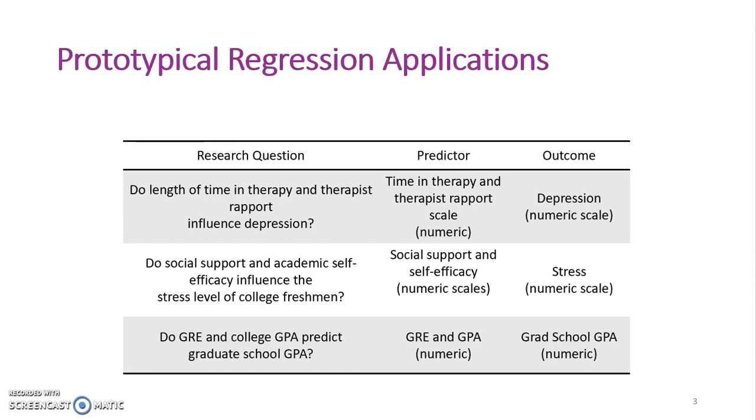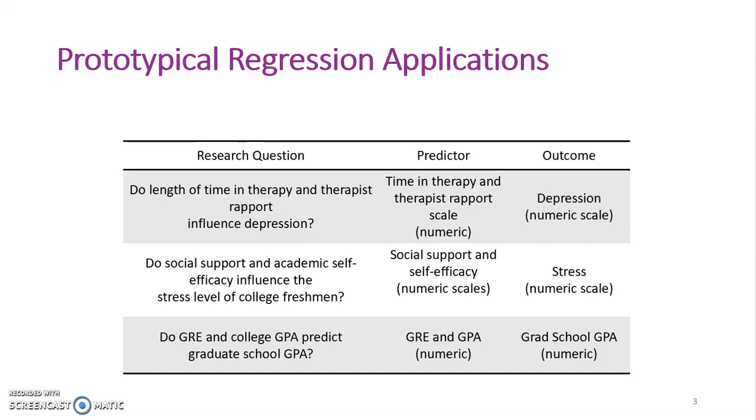So the first research question, as an example, might be, do length of time in therapy and therapist rapport influence depression? In this example, the two predictors are time in therapy and the therapist rapport scale. Both would be numeric predictors, and the outcome would be depression, a numeric scale.